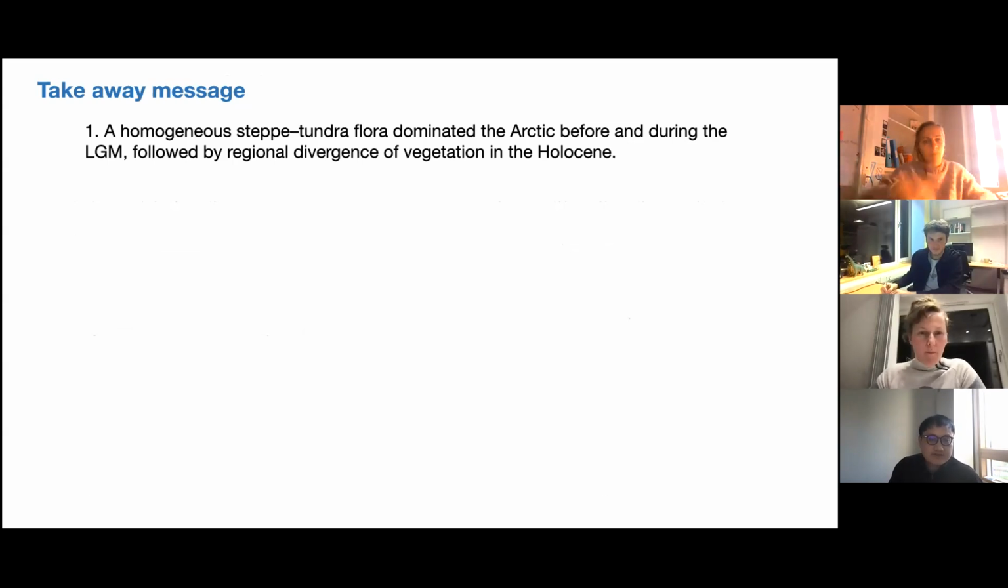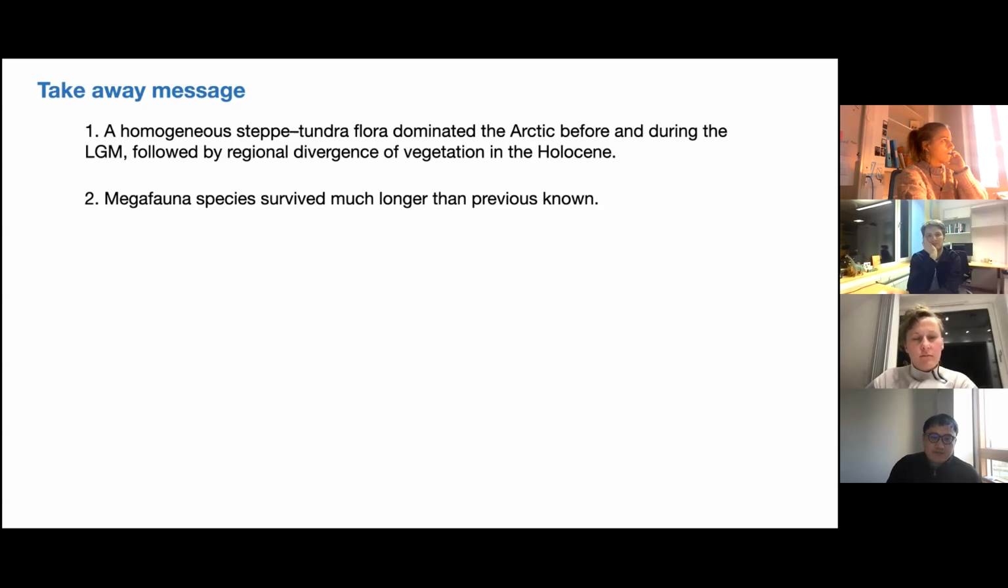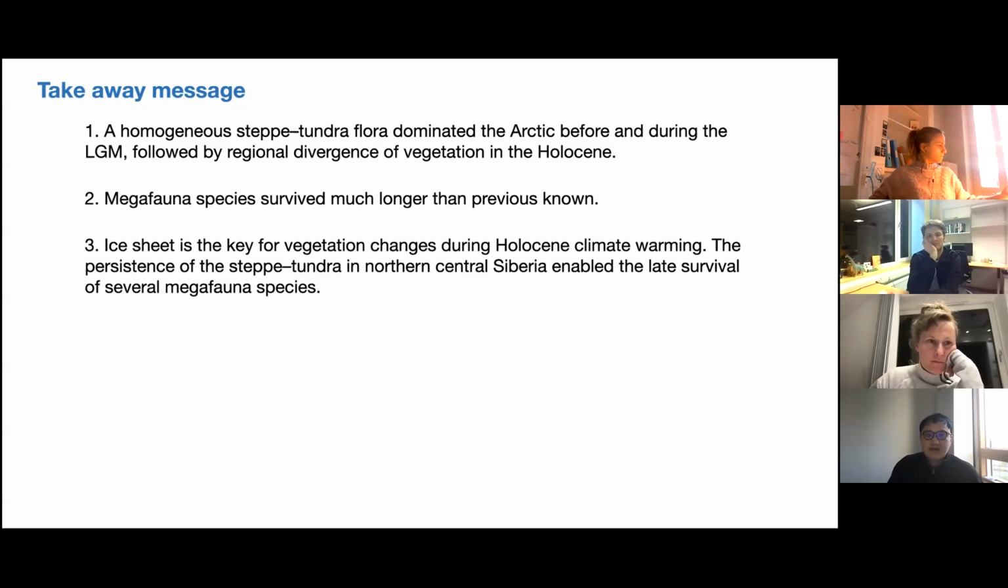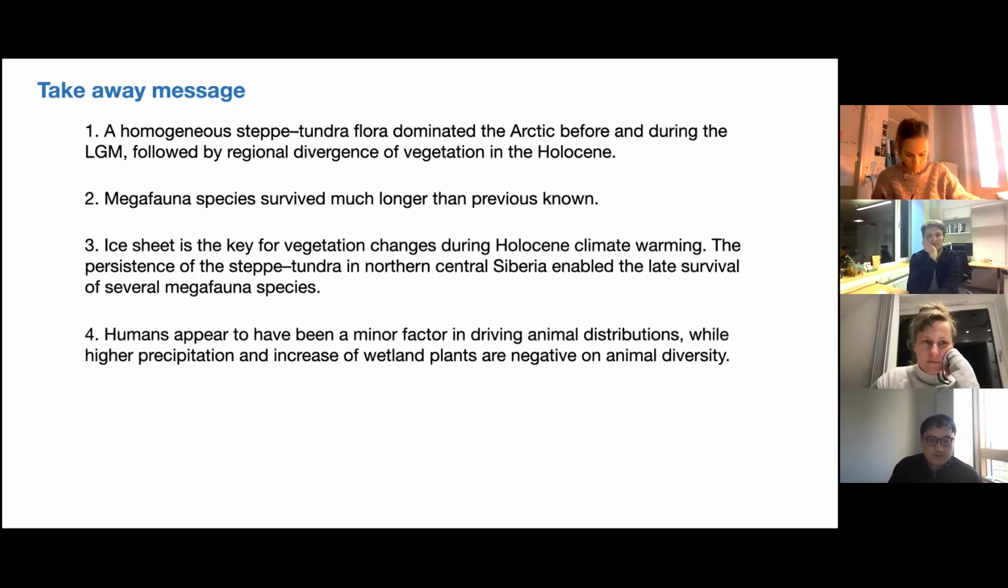So the takeaway message: for the vegetation, we had this very homogeneous steppe-tundra flora dominating the Arctic before and during the LGM, followed by regional divergence of vegetation in the Holocene. And many megafauna species survived much longer than previously known. And the ice sheet is key for the vegetation change during the Holocene climate warming. And this persistence of the steppe-tundra vegetation is key to enabling the late survival of several megafauna species.